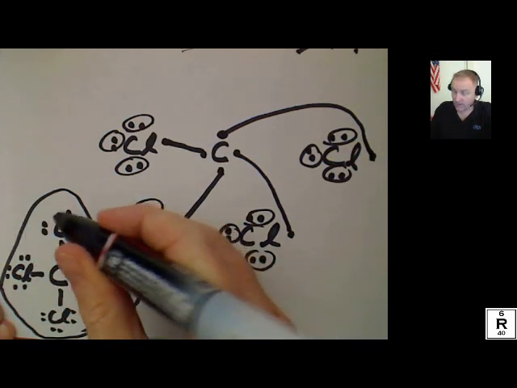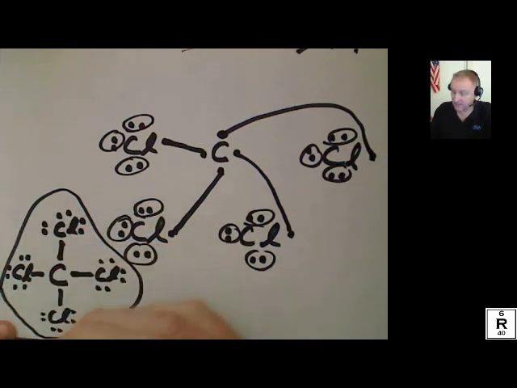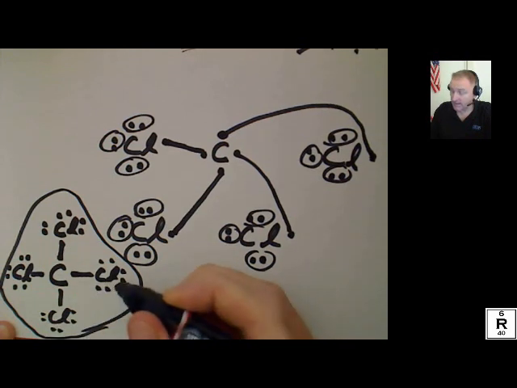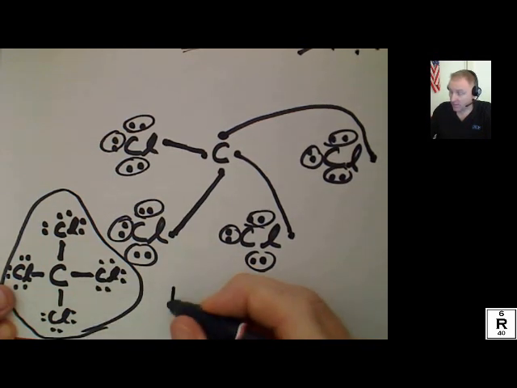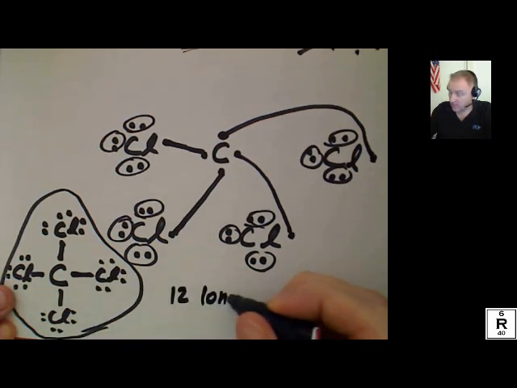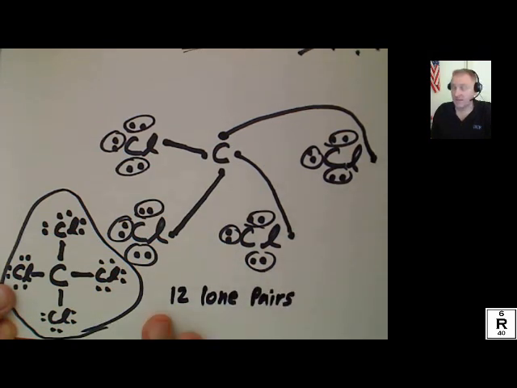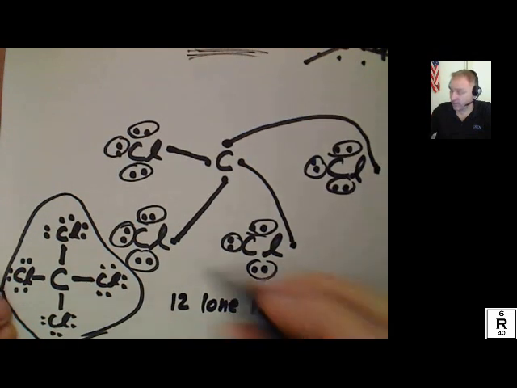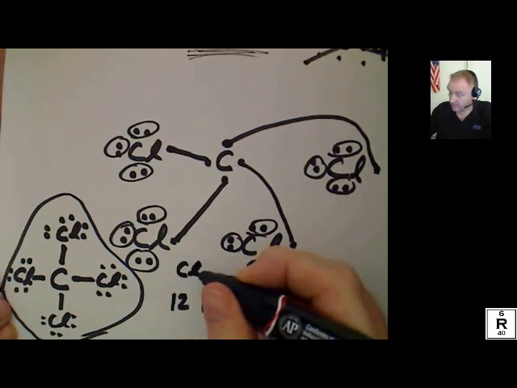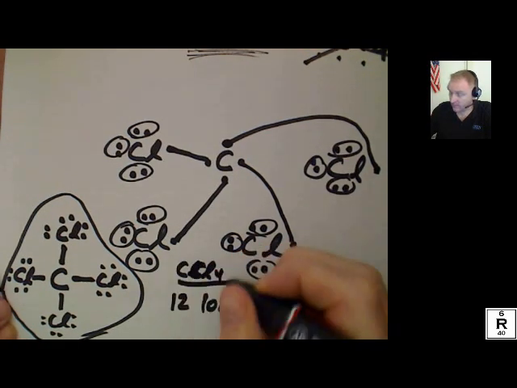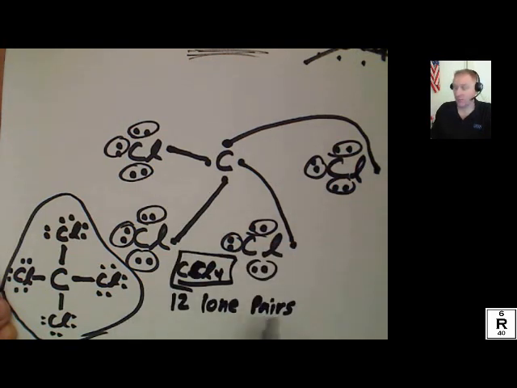So we've got 1, 2, 3, 4, 5, 6, 7, 8, 9, 10, 11, 12. So we've got 12 lone pairs. That would be something that could be asked with CCl4. How many lone pairs are there?